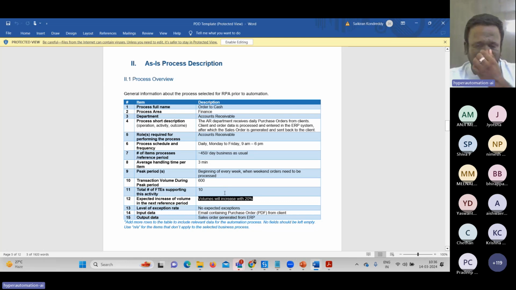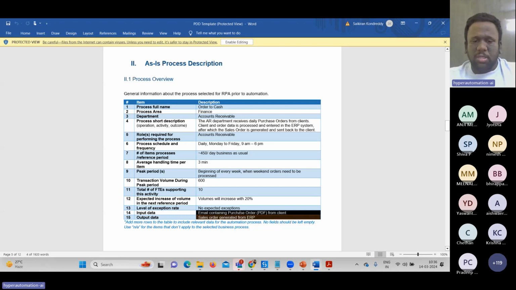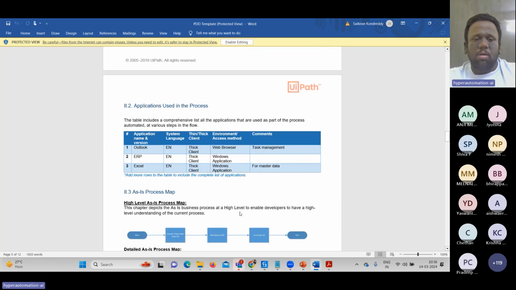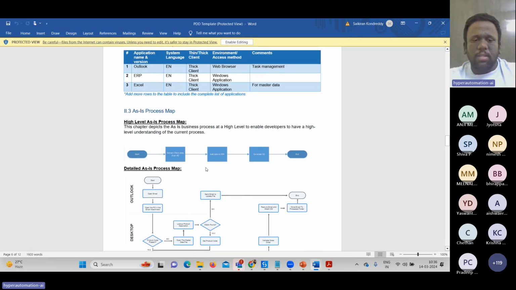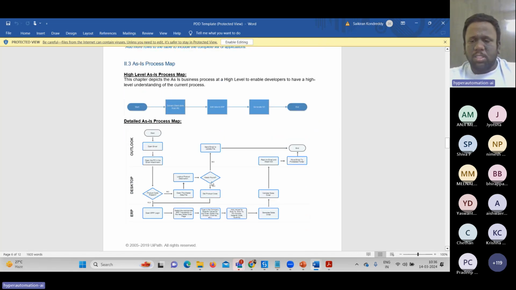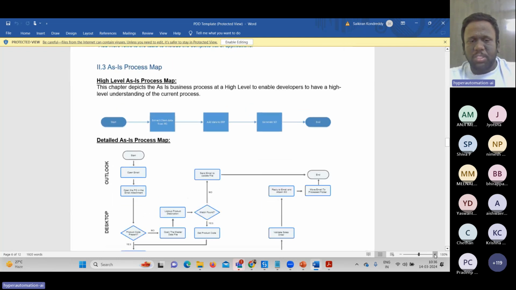So this is something where is your input data? So you will have some email with some PDF. And what is your output data? You need to create some sales order in the ERP application. So this is all the information you need to understand when we are trying to document in terms of the PDD and all. So this is what we call as the as-is document, where you will try to just talk about your process level information in a diagram.